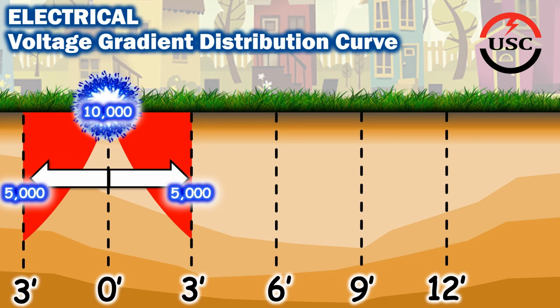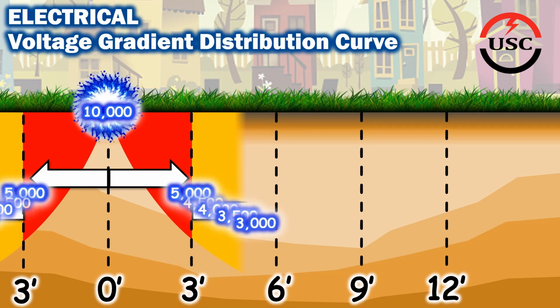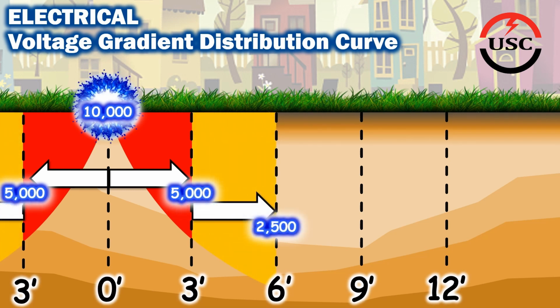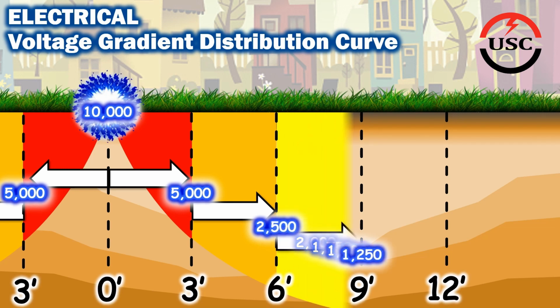So much so that after about 3 foot of travel, that voltage level is now halved from 10,000 volts to 5,000 volts. As the voltage continues to travel, it pushes through more and more dirt, which is more and more resistance. The voltage level continues to drop until after another 3 foot of travel, it is halved yet again. This time from 5,000 volts to 2,500 volts. After another 3 feet of travel, the voltage gets halved again, this time to about 1,250 volts.